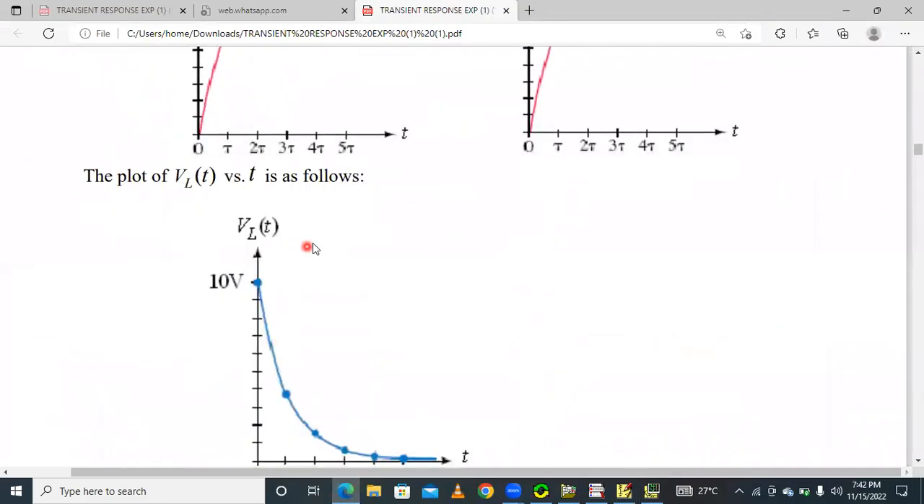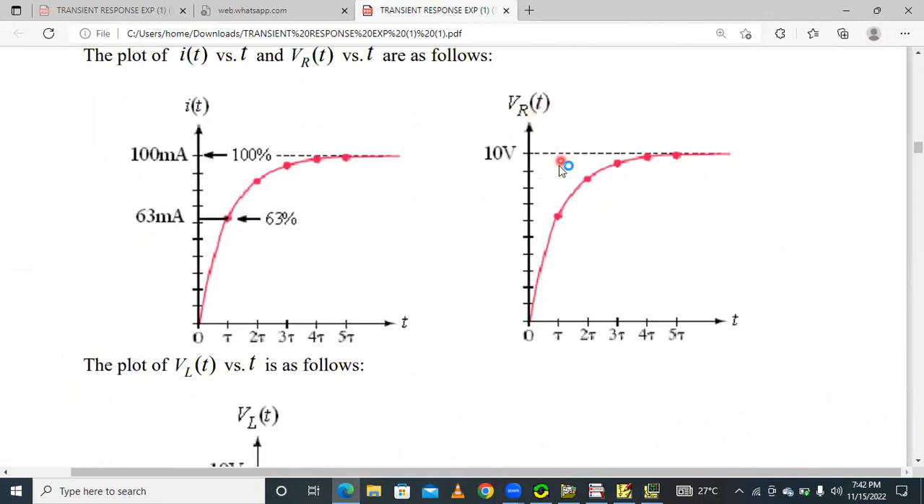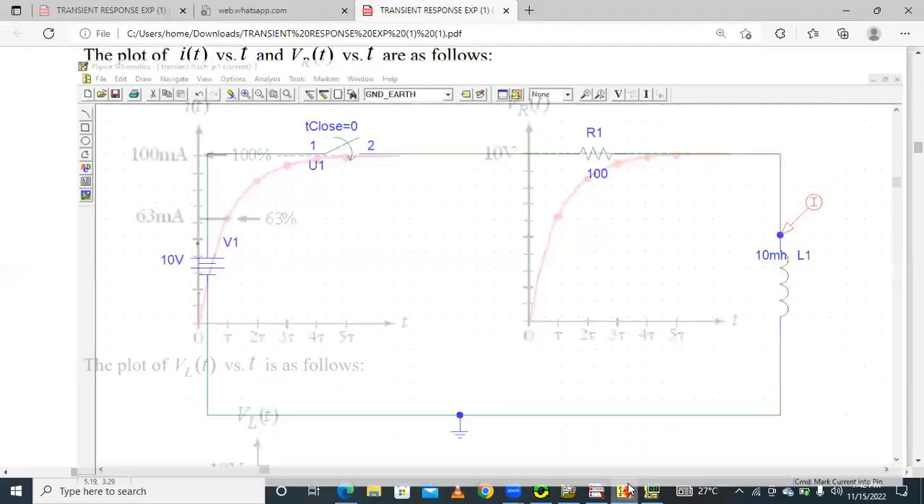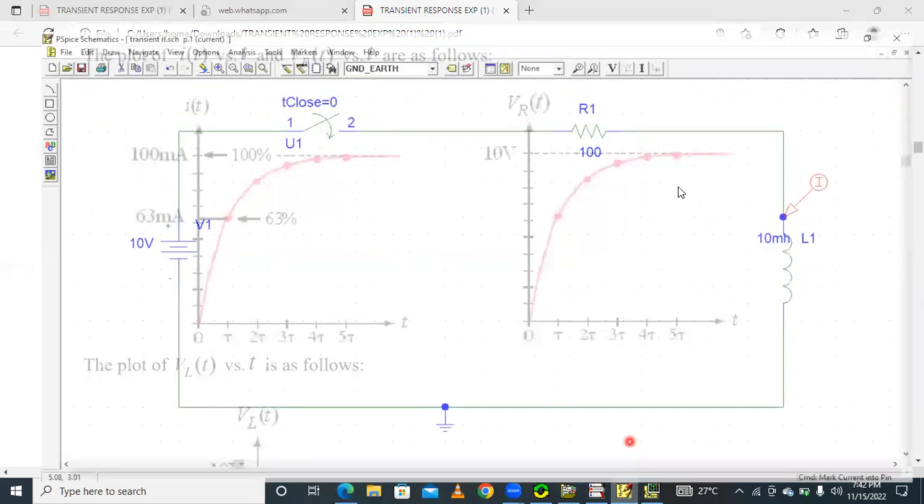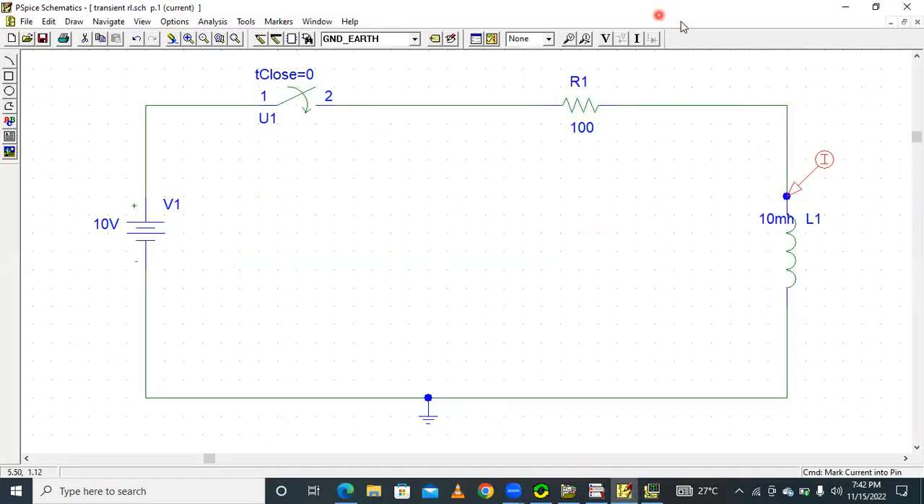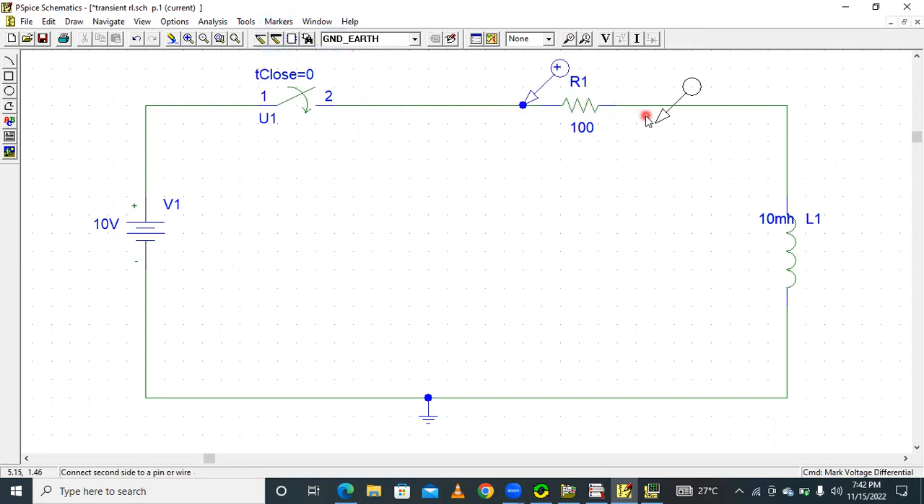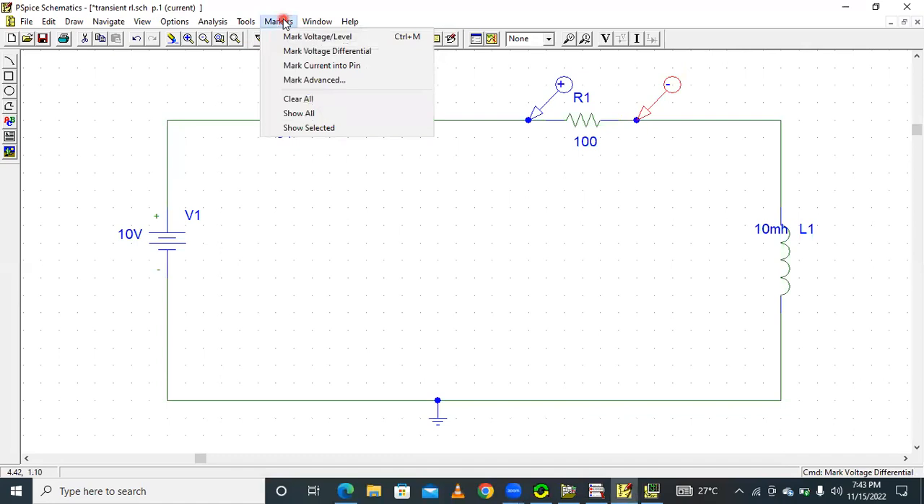And the next waveform is the voltage across the resistor. VR of t is also exponentially increasing. So in this schematic, for the voltage across the resistor, remove the current marker and take the voltage marker. Go to markers, mark voltage differential, place positive here and negative here. This is the voltage across the resistor.